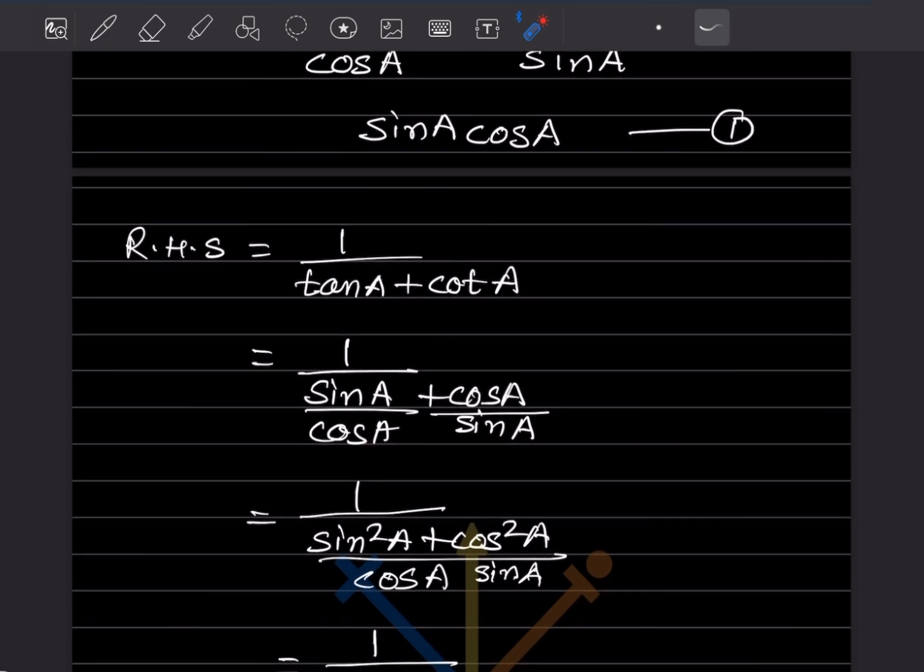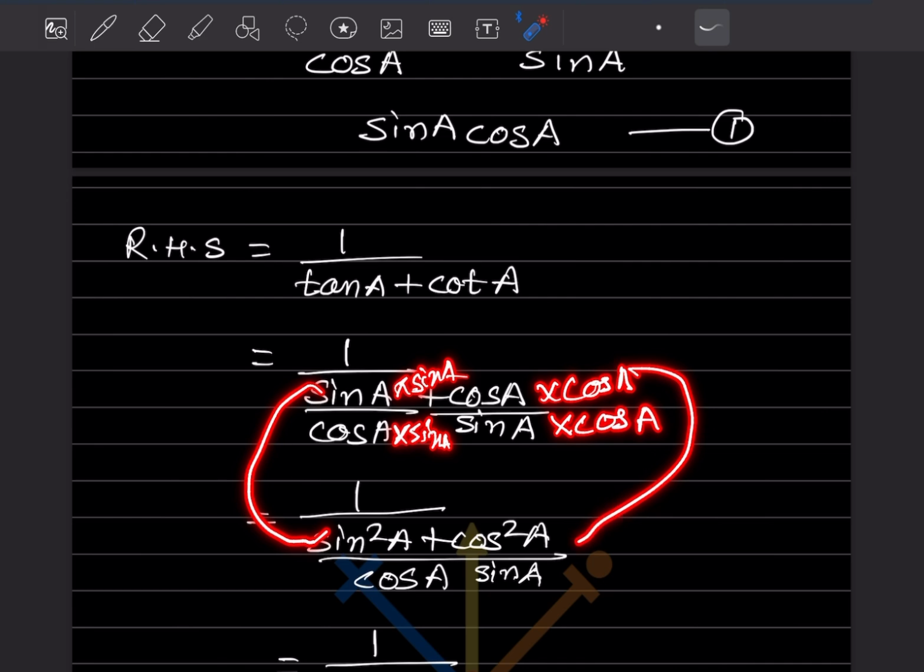That is going to be, we have to put here extra sin a, so this also should be sin a. Here we are going to put extra cos a, so here also should be cos a. So that is going to be sin square a, and this is going to be cos square a. And of course the LCM is cos a sin a. And the numerator stays as it is.